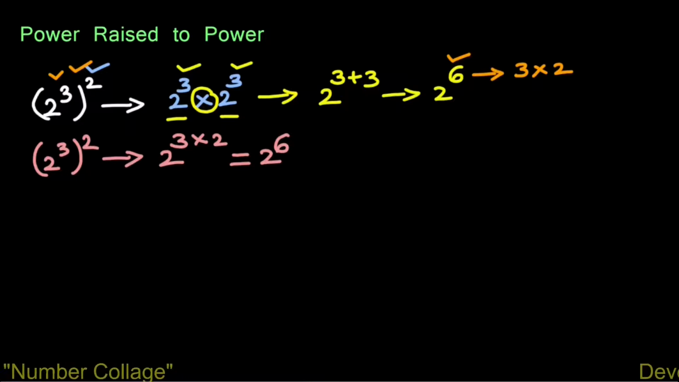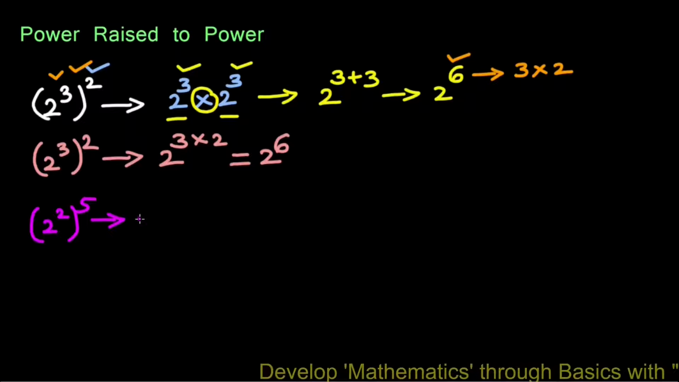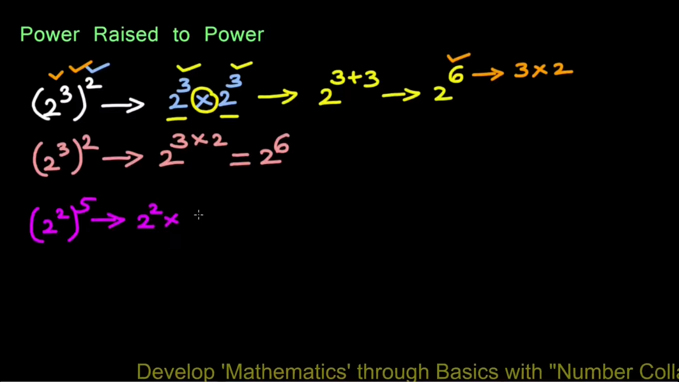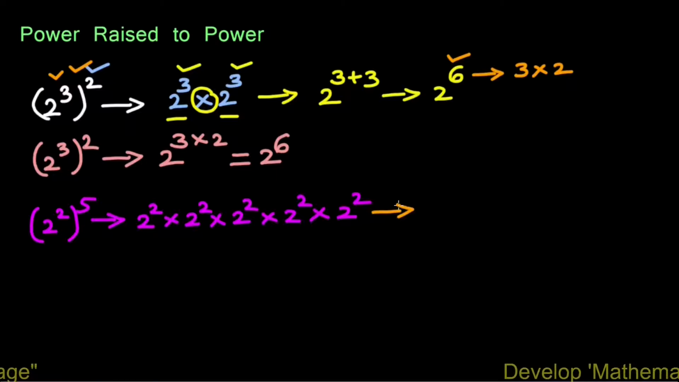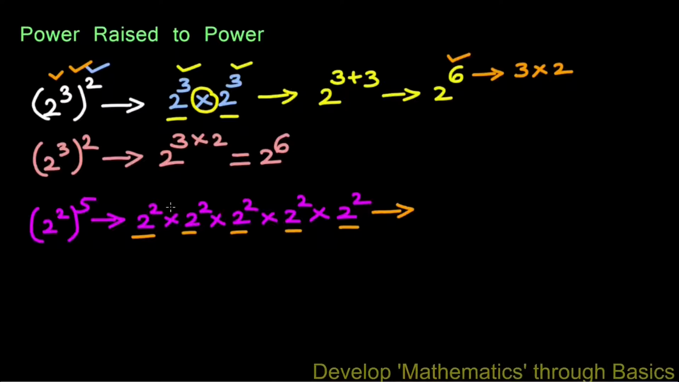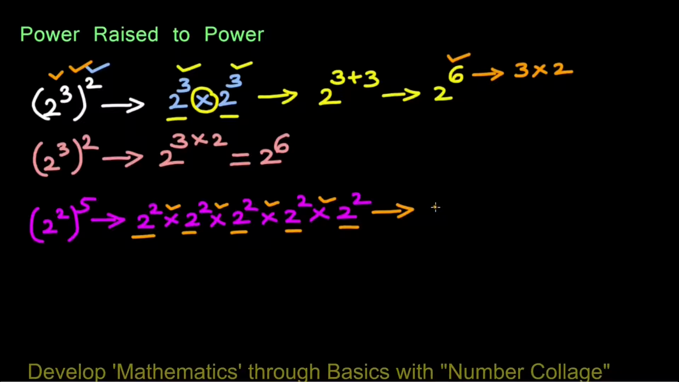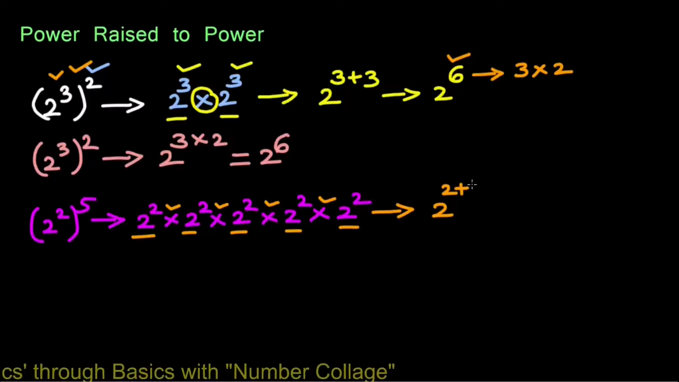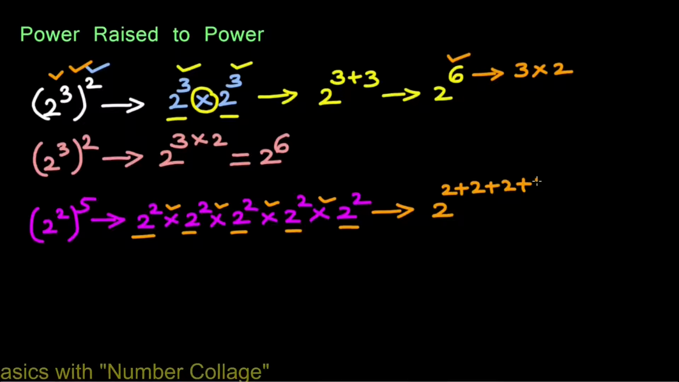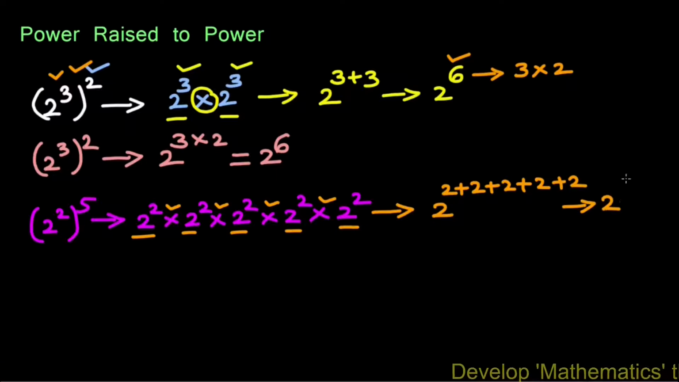We will take another example, 2 squared raised to 5, which means we have to write 2 squared 5 times and multiply them. By applying the first law, since the base is same and there is multiplication between the numbers, we raise this same base to the sum of individual powers. So that will be 2 plus 2 plus 2 plus 2 plus 2, 5 times. So that gives us 2 raised to 10.